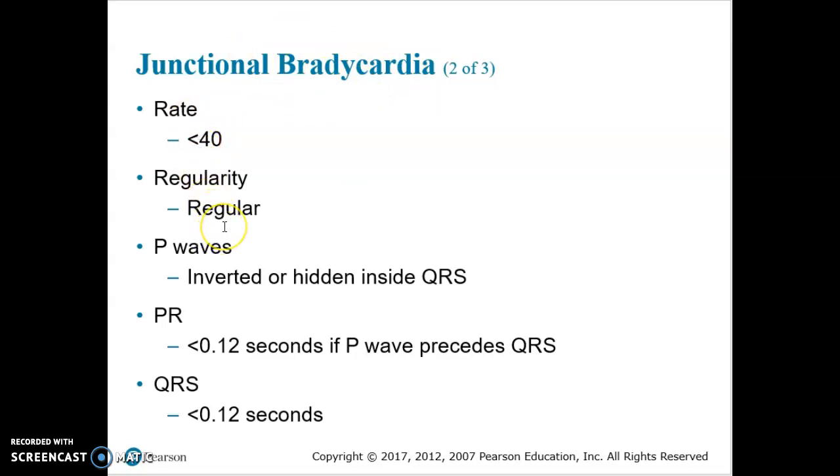Our regularity here is regular. The P waves, again, can be inverted or they can be hidden inside of the QRS. They can be inverted before the QRS, or they can be inverted after the QRS, or they can be hidden inside of the QRS where we don't see them. If you do see them, the PR interval is less than 0.12 seconds if the P wave precedes the QRS. So if it's in front of the QRS, we should have a PR interval of less than 0.12 seconds. The QRS is less than 0.12 and the PR interval is less than 0.12.